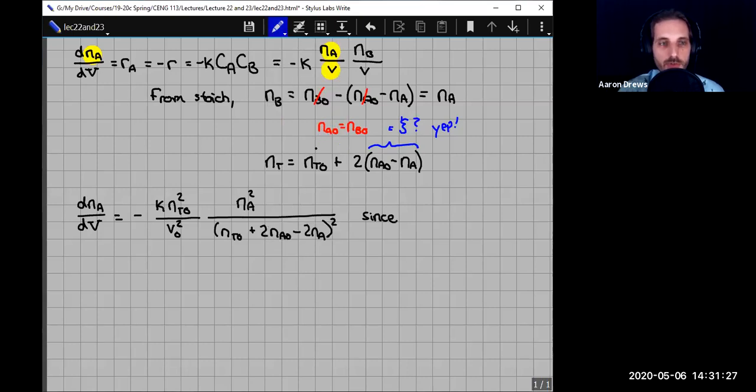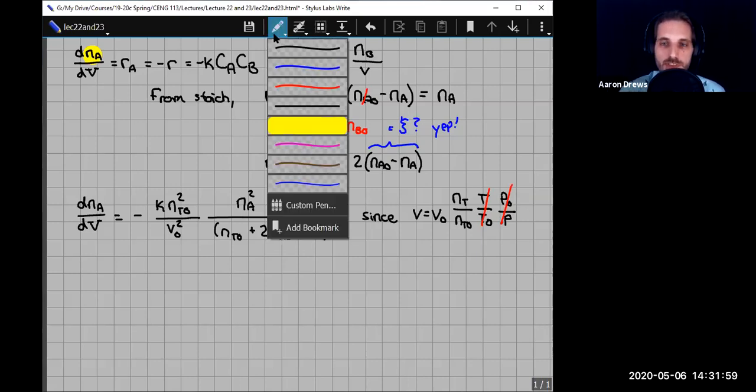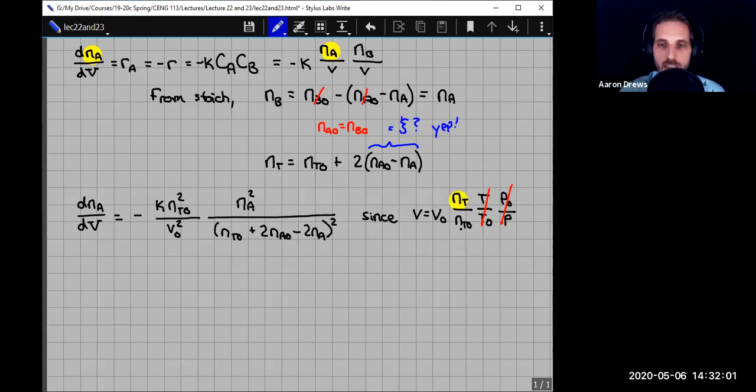Right, the volumetric flow rate down here on the bottom is not constant because this is a gas phase system. So what we had to do was replace, oh, I cannot write in highlighter. We had to replace V with V0 times NT over NT0 times T over T0 times P0 over P. Two of those canceled to one. Right, the T over T0 and the P0 over P, those are one because the system's isothermal and isobaric. But we're still stuck with the other one, right? We still have an NT and we still have an NT0. Those are not going to be the same.